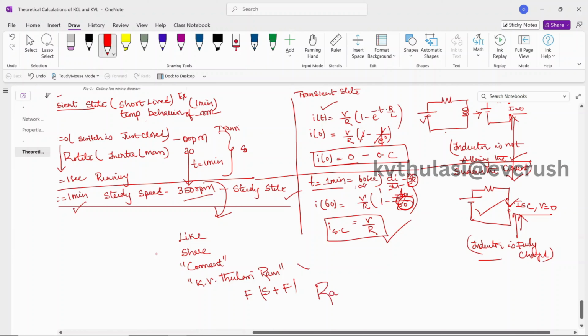We'll meet in another good, beautiful concept, all about the transient behavior of a capacitor.